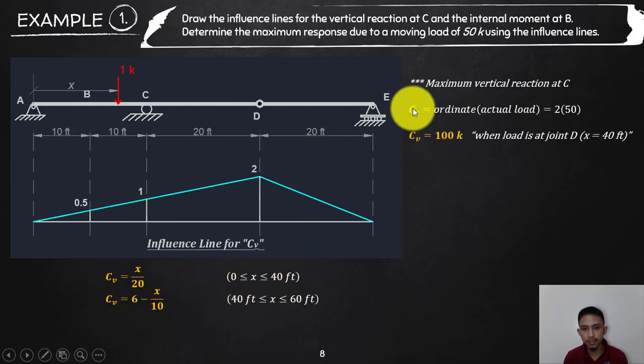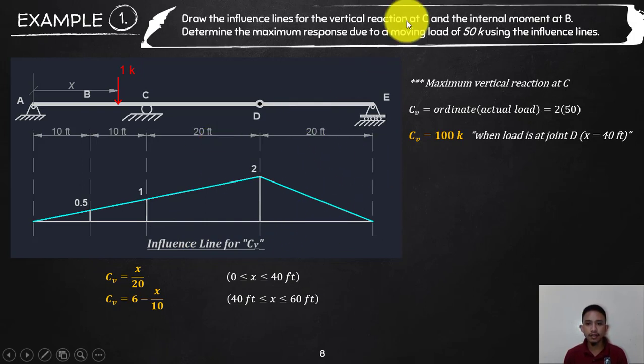Now next is the remaining part when x is from 40 to 60. So plug in your 40 to the equation. That is 40 divided by 10 is 4. Subtract that one from 6 will be 2. That's supposed to be, since that should be connected. So that is also 2. And then when 60 is your x, that will be 60 divided by 10 is 6. 6 minus 6 is 0. So it will be 0. Of course, because that will be received totally by the reaction at E. So it means this is the influence line of CV.